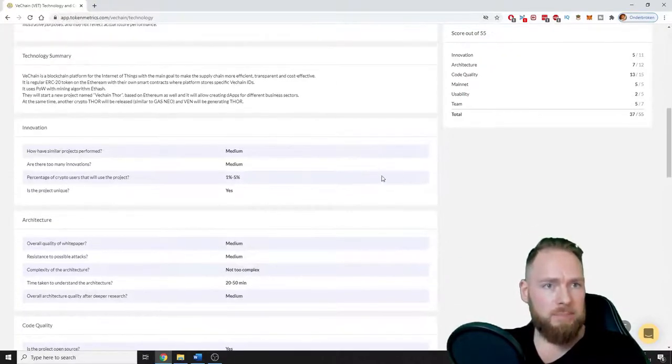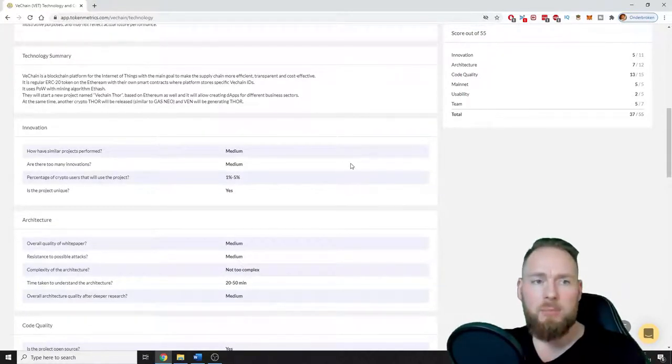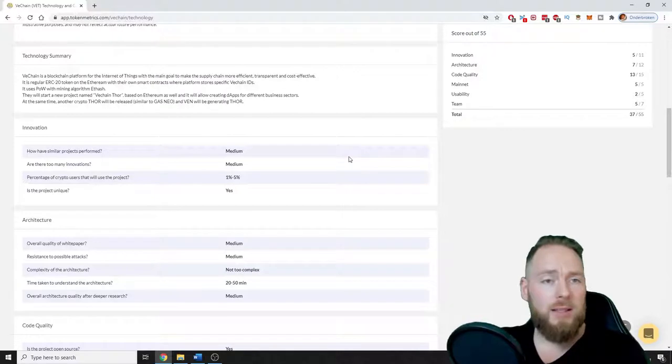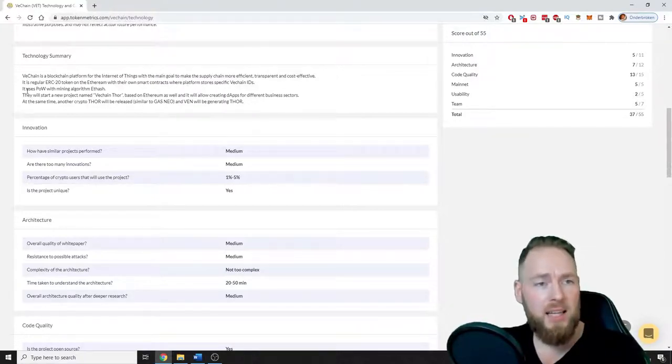Technology summary. VeChain is a blockchain platform for the Internet of Things with the main goal to make the supply chain more efficient, transparent, and cost effective. It is a regular ERC20 token on the Ethereum net with their own smart contracts where the platform stores specific VeChain IDs. It uses proof of work with mining algorithm ETH. They will start a new project named VeChainThor based on Ethereum as well, and it will allow creating decentralized apps for different business sectors.